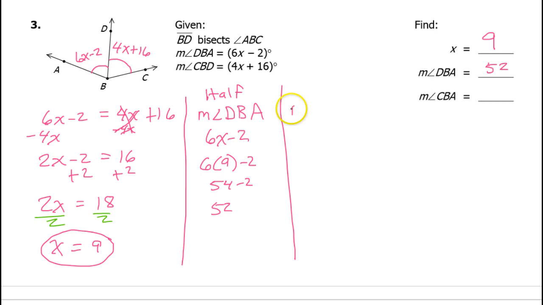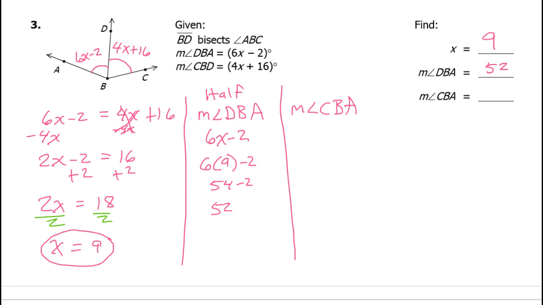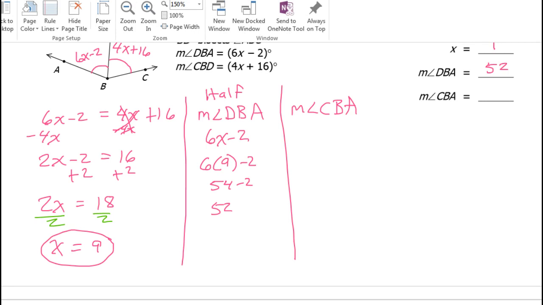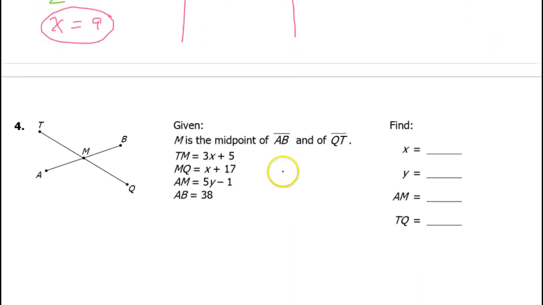Now we're supposed to find the measure of angle CBA. CBA is the whole. Ha! I spelled it like it's a hole in the ground instead of a whole, like two halves make a whole. Silly me. So if we just found the half, then the whole should be double that. So if I do 2 times the 52, then that should be the whole. So of course that is going to be 104. Alright, great.